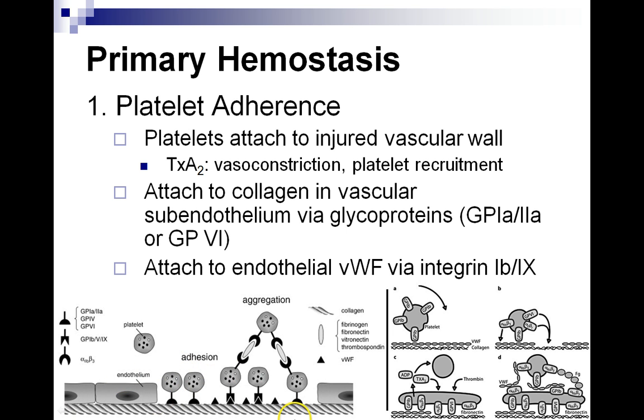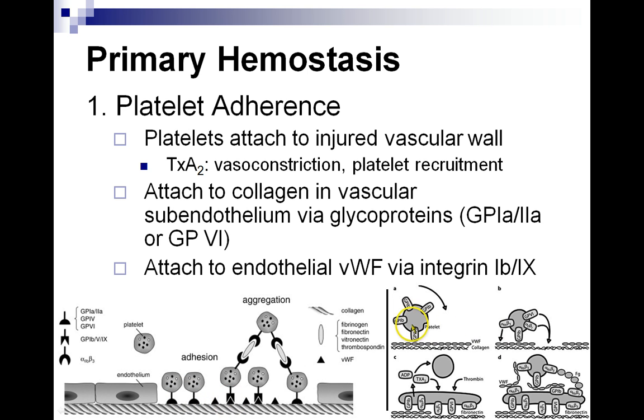The platelets are particularly interested in attaching to substances like collagen, fibrinogen, and fibronectin. And so these are things that the platelets are looking for when adhesion starts. They also attach to von Willebrand's factor.